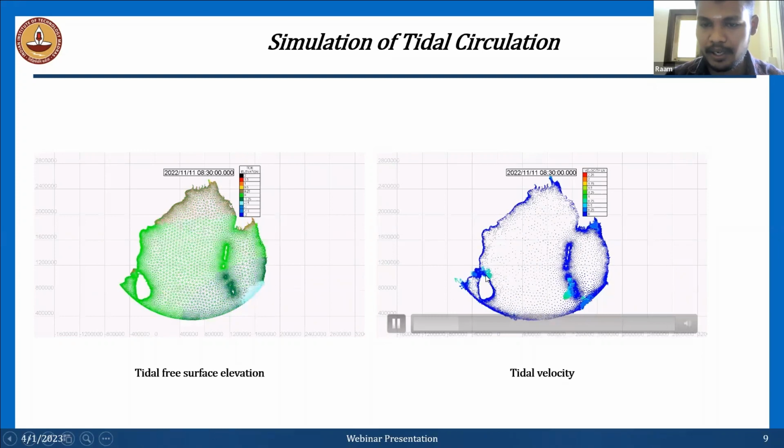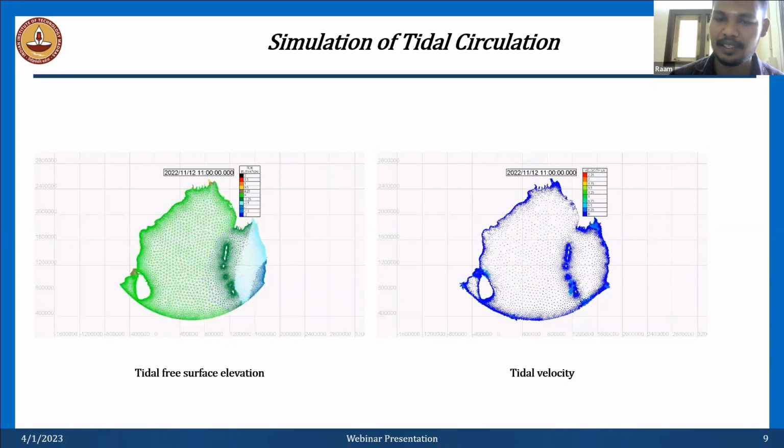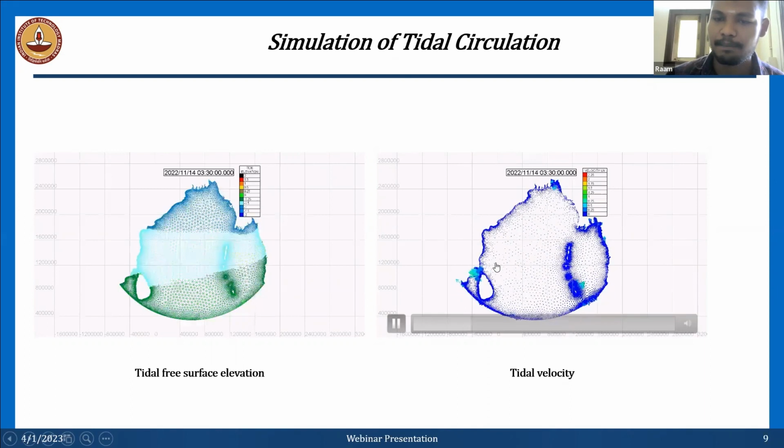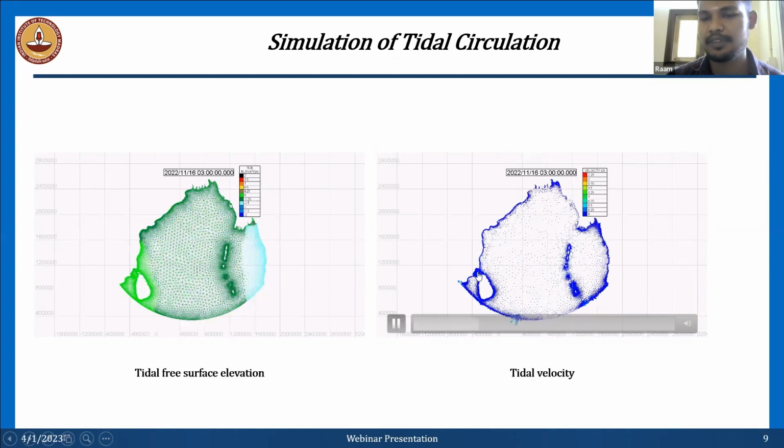In this zone, we can observe more velocity. That is due to the contraction made by the Sri Lanka and Indian boundary, so whatever volume of water is coming is contracted, and the velocity in the zone is increased. If we look at this zone, we will observe more tidal range.